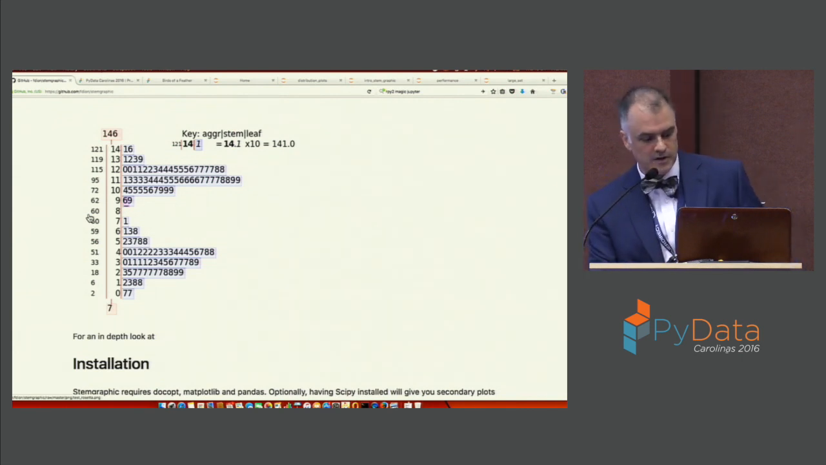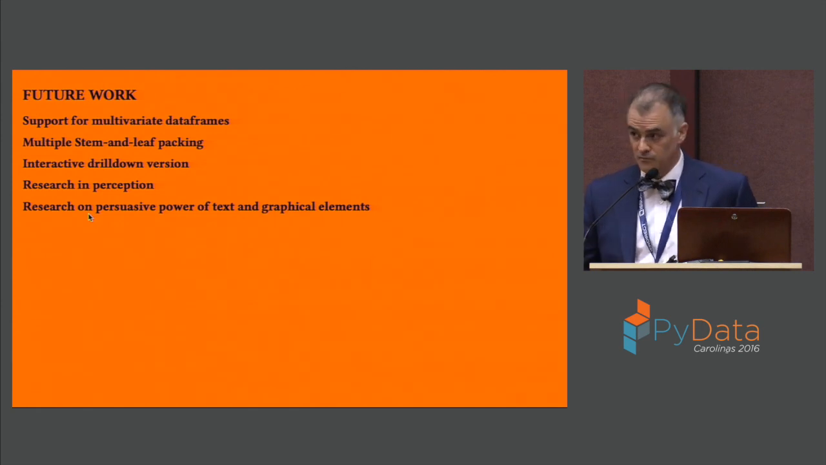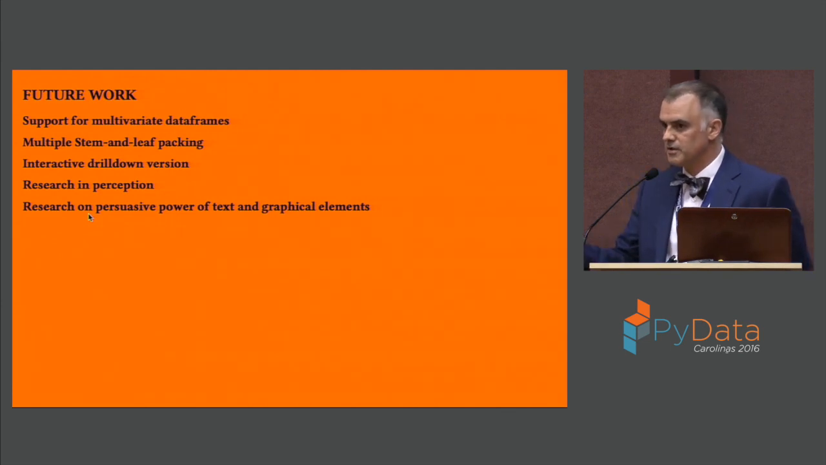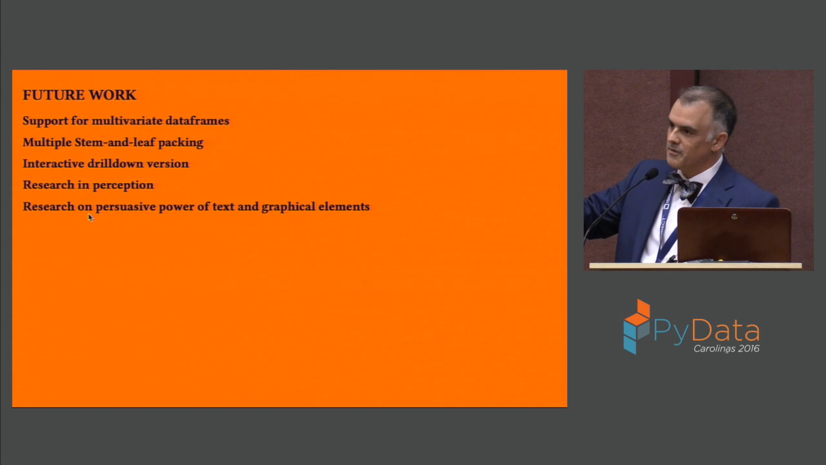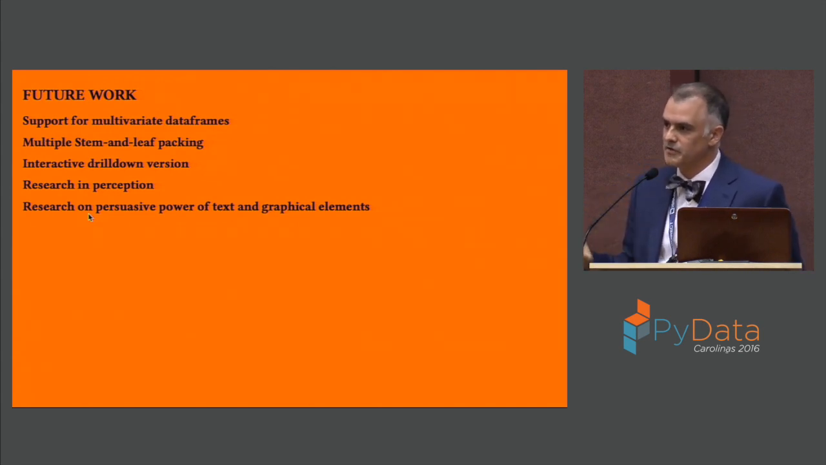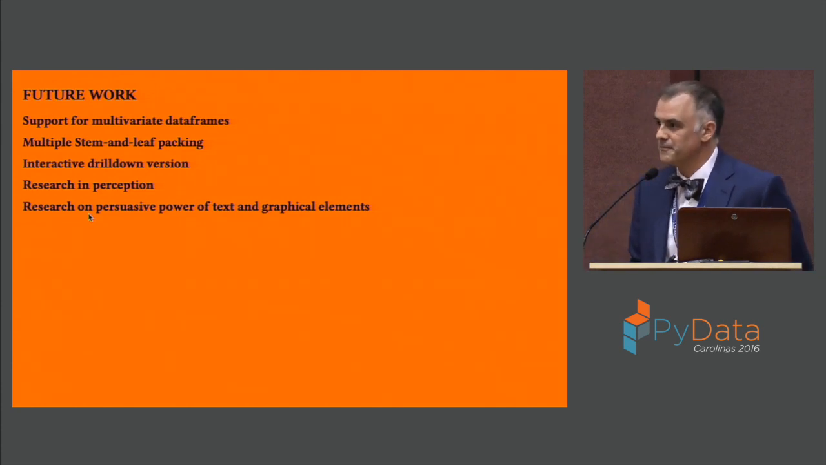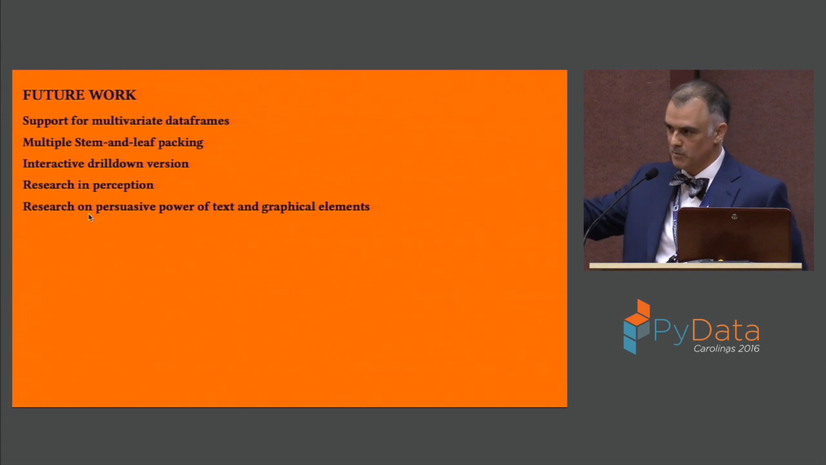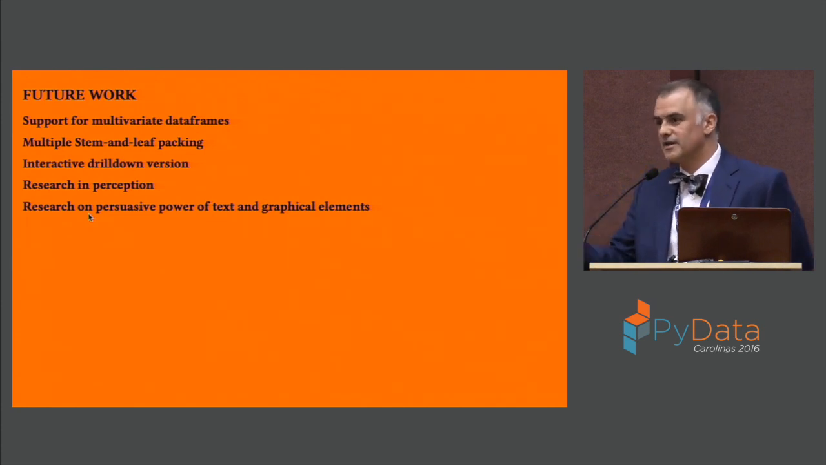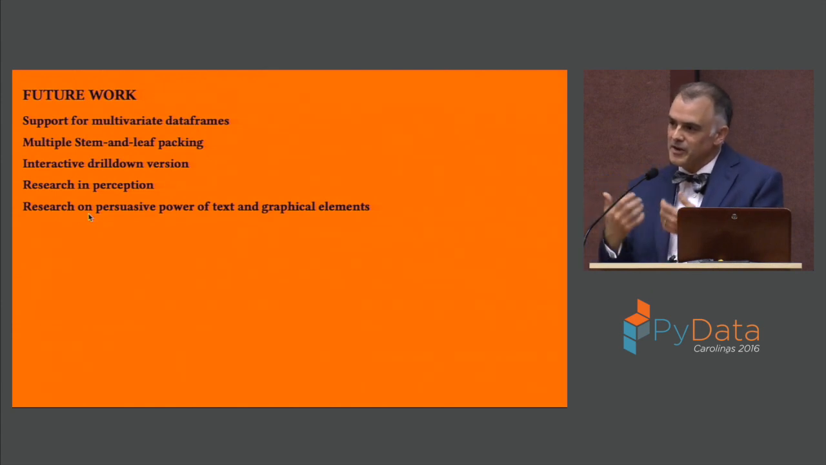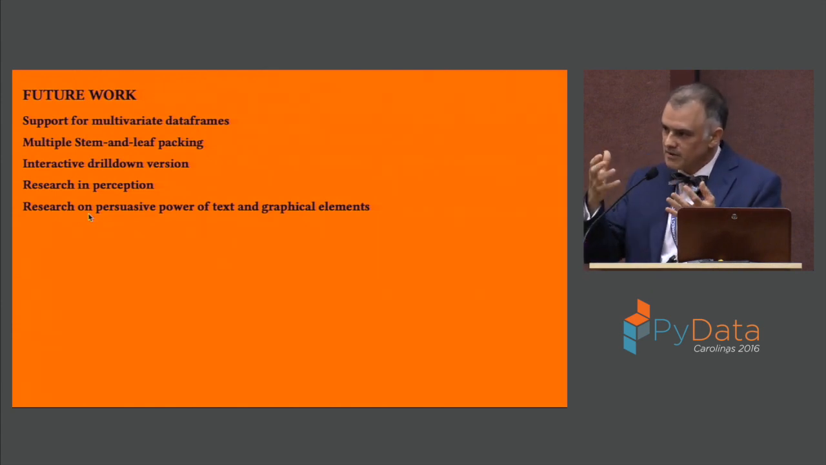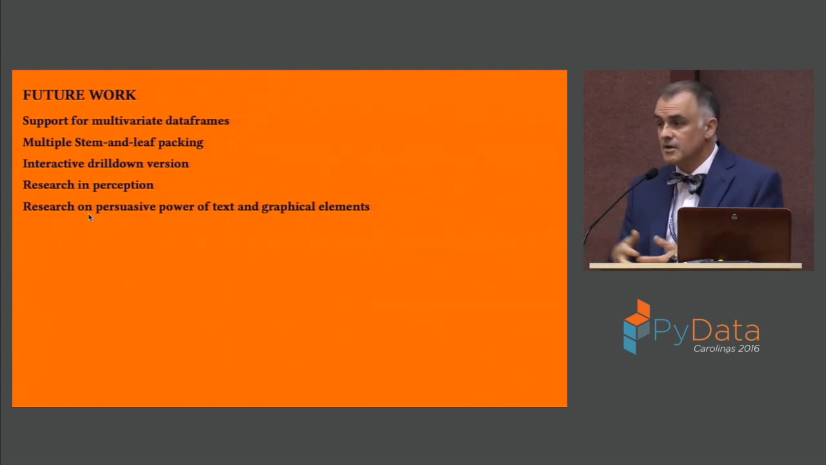Part of the future work that I pointed at is research in perception, which is one thing. Also research on the persuasive power of text and graphical elements. It's been shown that if you have a lot of visual aspects but not a lot of numbers, people wonder a little bit more about your data, whether it's true, particularly in financial areas, whereas if you have a table with a bunch of numbers, oh, this looks very serious. So apparently there might be an impact by having visuals and colors, and at the same time the actual numbers on the chart. That's an unproven theory at this point, but it would be interesting to look at.